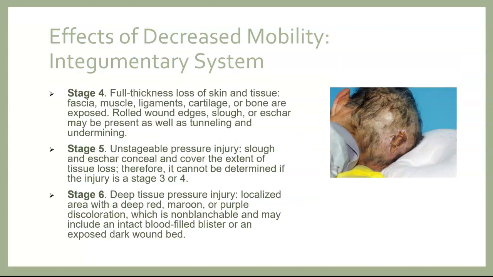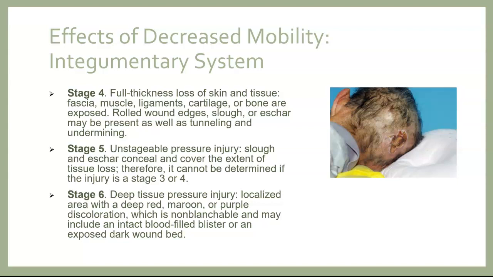So stage 4 is full thickness loss, and at this point, you can see bone, muscle, ligaments, things like that. And then you'll still have the slough and the eschar. Stage 5 is considered unstageable. Slough and eschar conceal and cover the extent of the tissue loss, so we can't fully assess the damage. So it can't be determined if the injury is a stage 3 or 4.